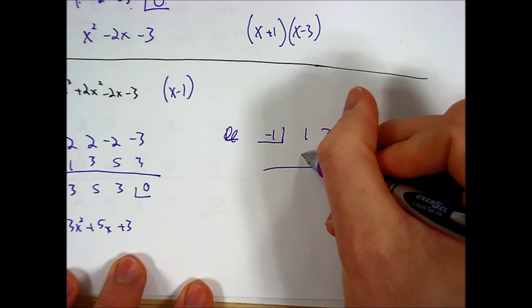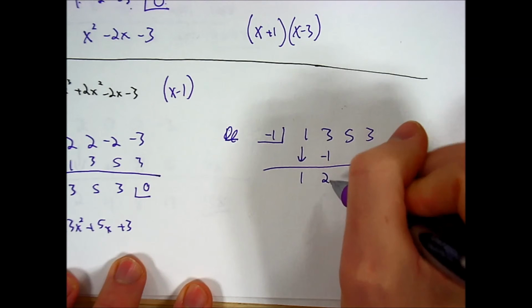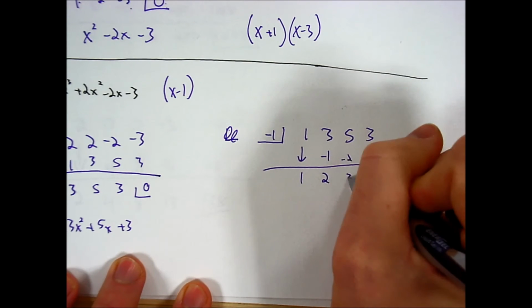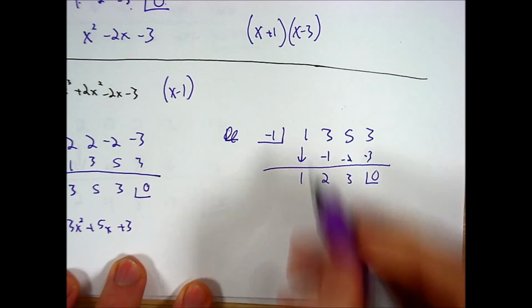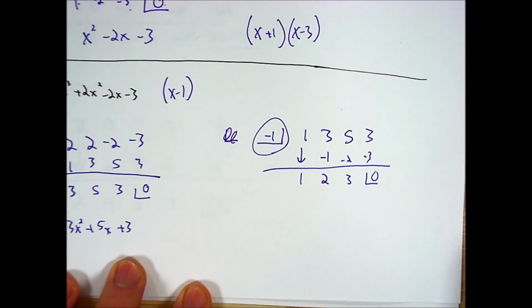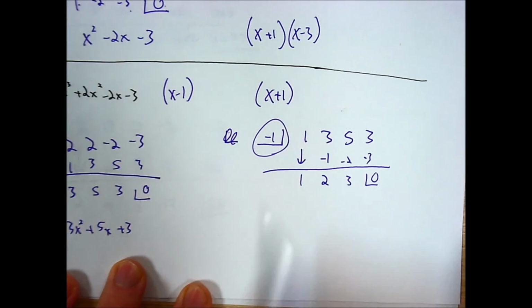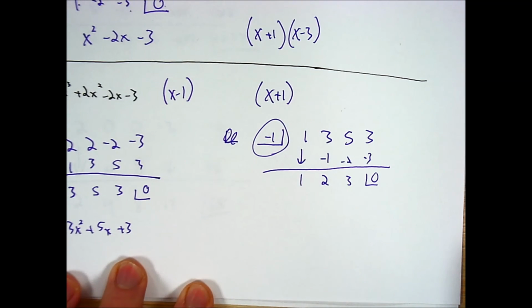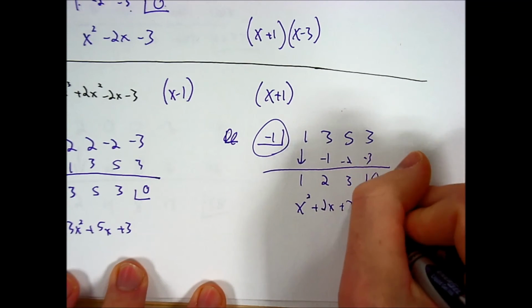Alright, so the 1 comes down, negative 1, 2, negative 2, 3, negative 3, remainder of 0. Perfect. Alright, so with negative 1 working, that means one of the other factors is x plus 1. And now I'm left with x squared plus 2x plus 3.